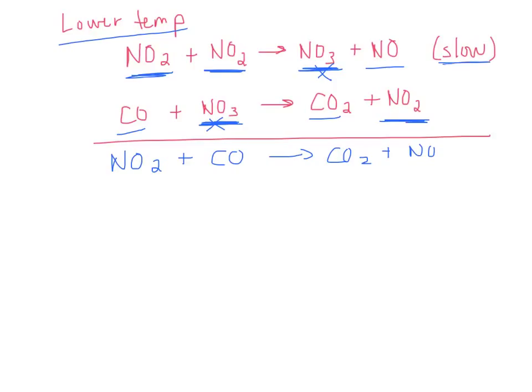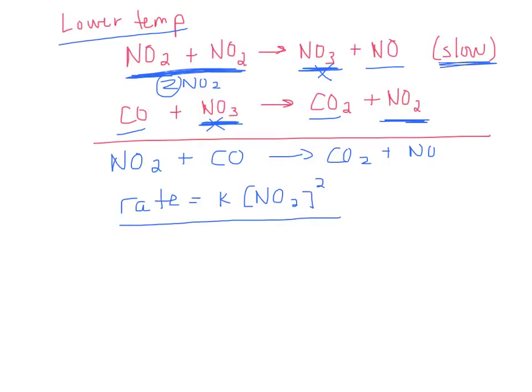But now we know the slow step. So we look at just the slow step, and we can say rate equals k times the concentration of NO2. But look, there's 2 of them. That's the same as 2 NO2. So the rate law is rate equals k times NO2 squared. This is actually the rate law for this reaction when it happens at lower temperatures. It happens in a 2-step mechanism.